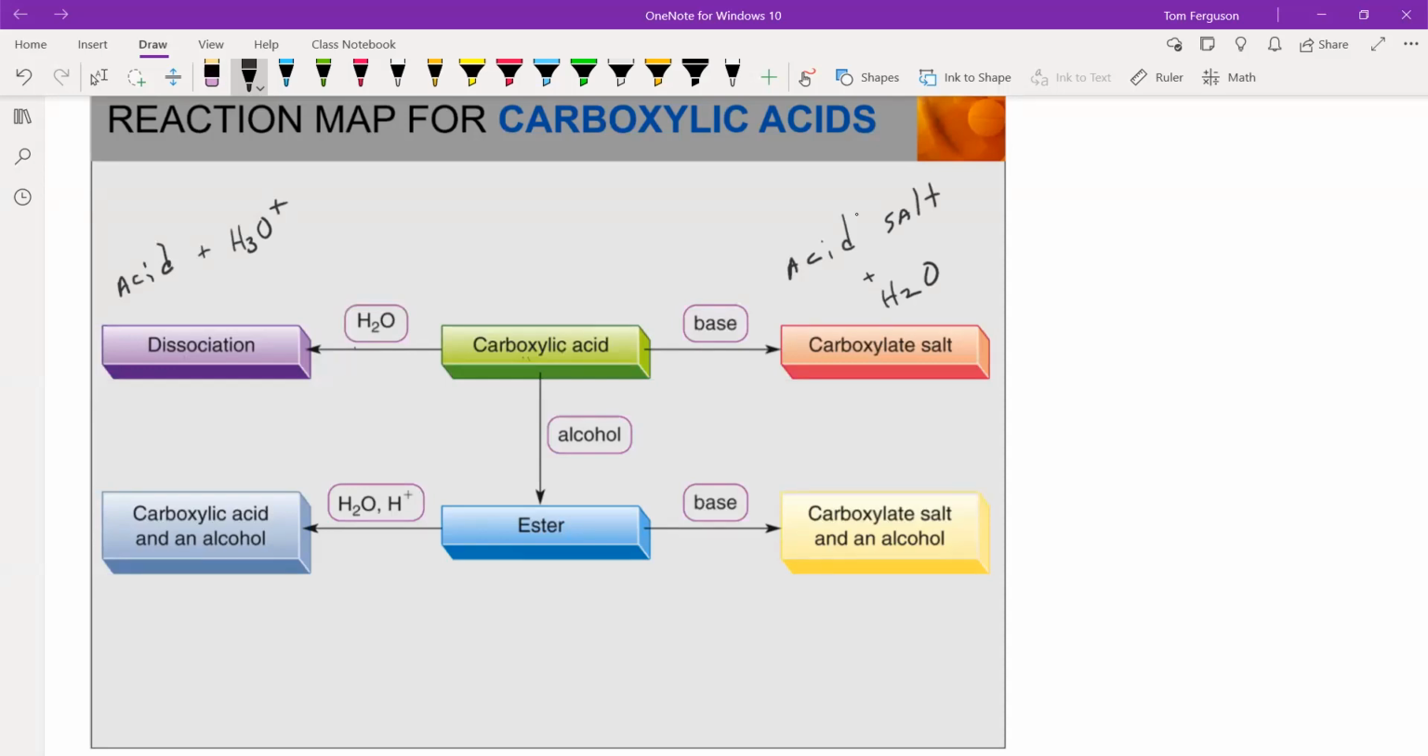Carboxylic acid in the presence of an alcohol forms an ester, which can come apart in an acidic environment, and depending on what you start with, you'll end up with the acid and the alcohol. In an alkaline environment, you end up with the acid salt and the alcohol.